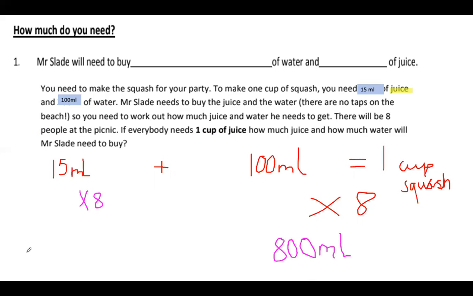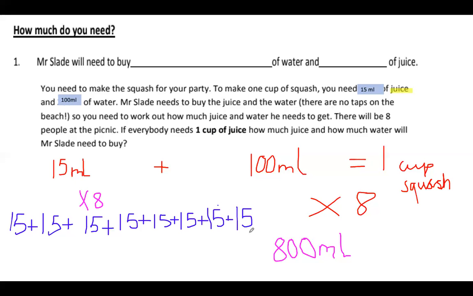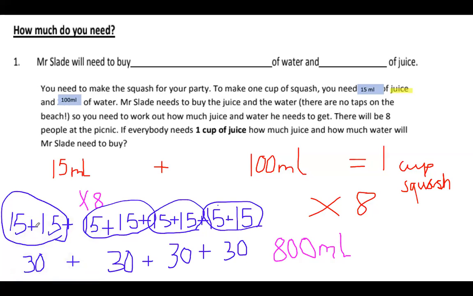Now, this might be a bit trickier. So what you can do is, rather than using your times tables, is use your repeated addition. You can see here I've done my repeated addition. So I've written 15 8 times. So 15 plus 15 plus 15 plus 15 plus 15 plus 15 plus 15, etc. Now, again, this might be a bit trickier, but use your double stacks here. What do you know? 15 plus 15 is equal to what? Exactly, it's equal to 30. So let's circle our pairs now. Now you can see that we have 4 30s. So 30 plus 30 plus 30 plus 30, because we had 15 plus 15.